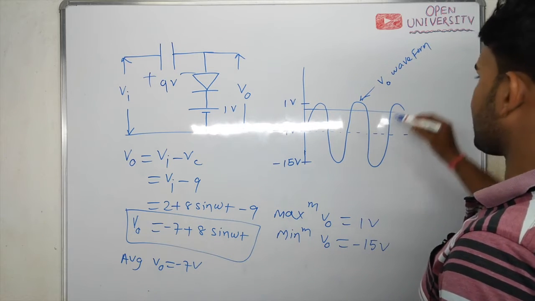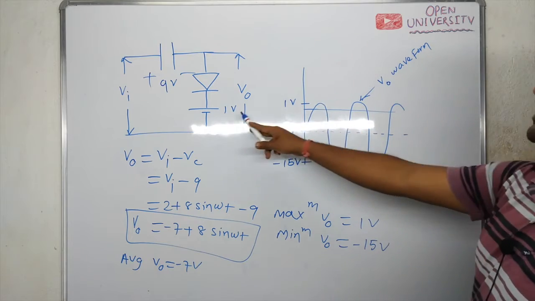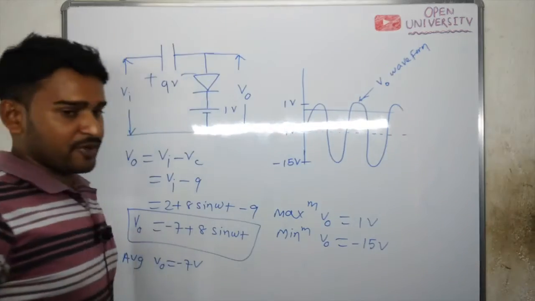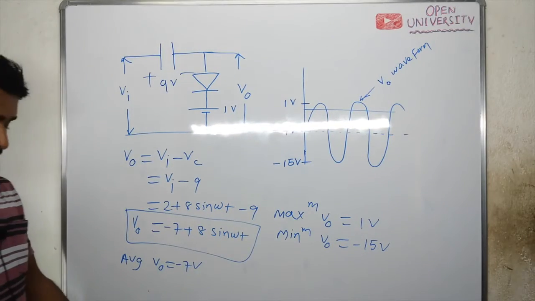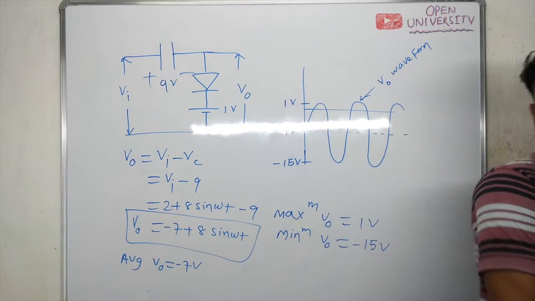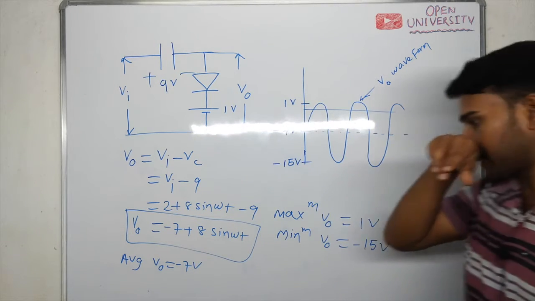Since it is a negative clamper, it is clamping its positive peak to the reference voltage of 1 volt. So a negative clamper always clamps the positive peak of the output voltage to a reference voltage. Remember this point: a negative clamper will clamp the positive peak of the output to the reference voltage.